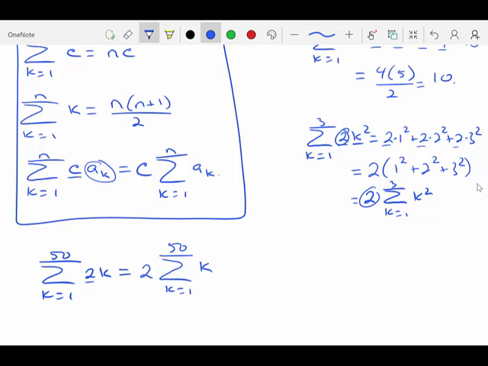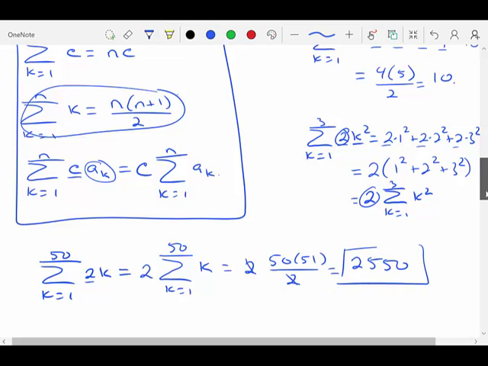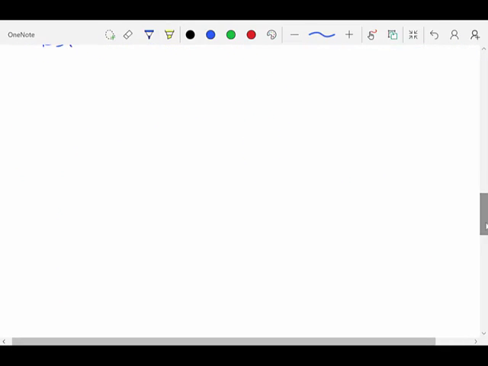And now this looks like the second formula, so I could write that as 2 times n, which is 50, times n plus 1, which is 51, all divided by 2. In this case, those 2's are going to cancel, and then I would get 50 times 51, which I did on my calculator, and you should check, is 2,550.